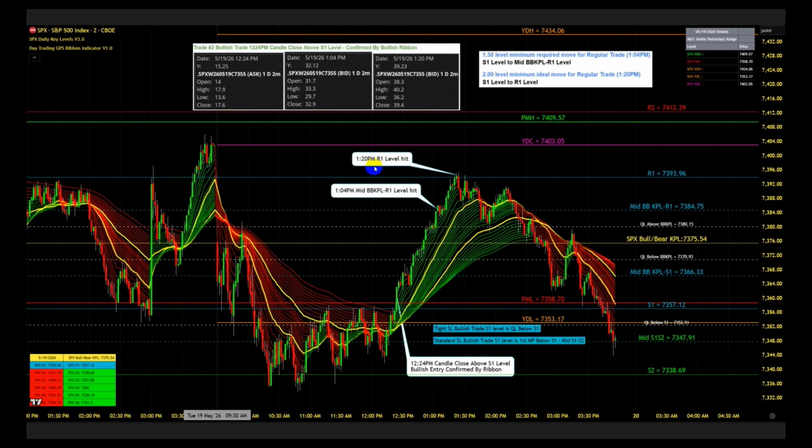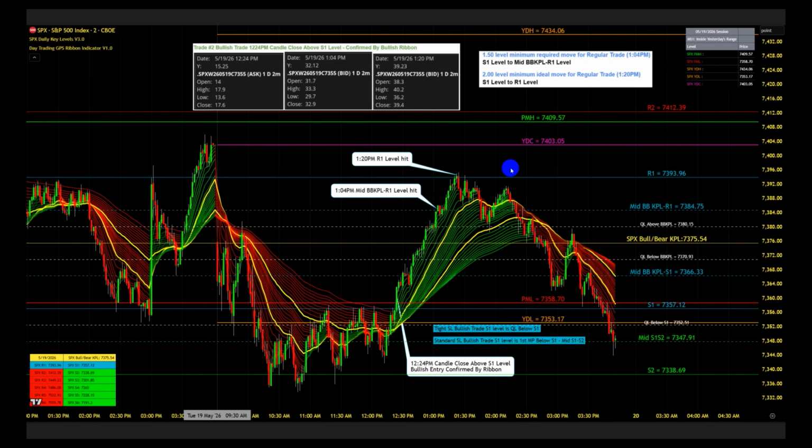Now on the 1:20 p.m. candle here, we have a hit of the R1 level. That is now your 2-level move from S1 to R1, the minimum ideal move for the regular trade. On the hit of that level, on the close of the candle, the bid is now $39.40.